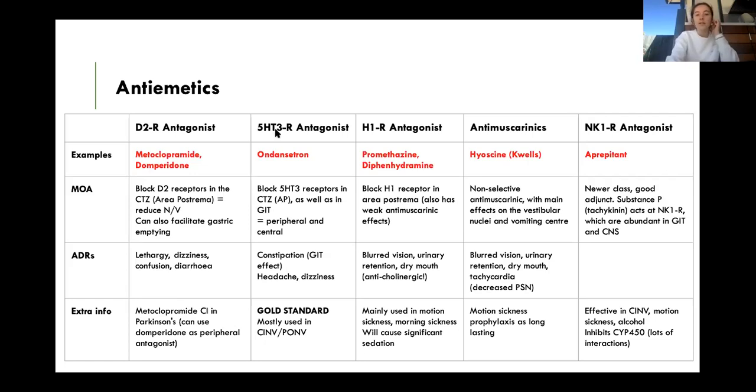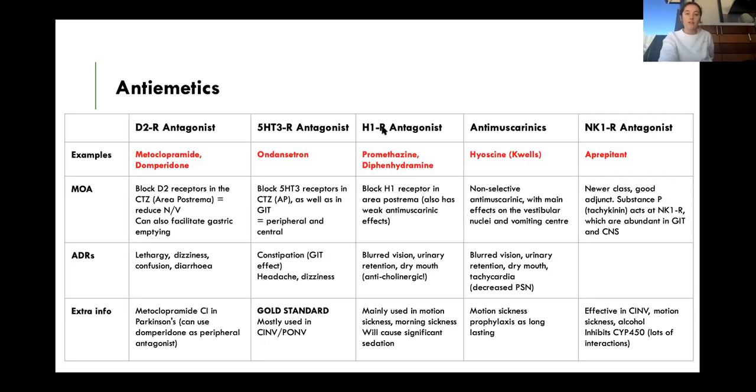And your 5-HT3 receptor antagonist, or ondansetron, is your first line. This is the most commonly used one in hospitals. These receptors are in the chemoreceptor trigger zone as well, and also in the GIT, so it's got peripheral and central effects. Side effects are constipation, also headache and dizziness, and it's mostly used in chemotherapy-induced nausea and vomiting, or post-operative nausea and vomiting.